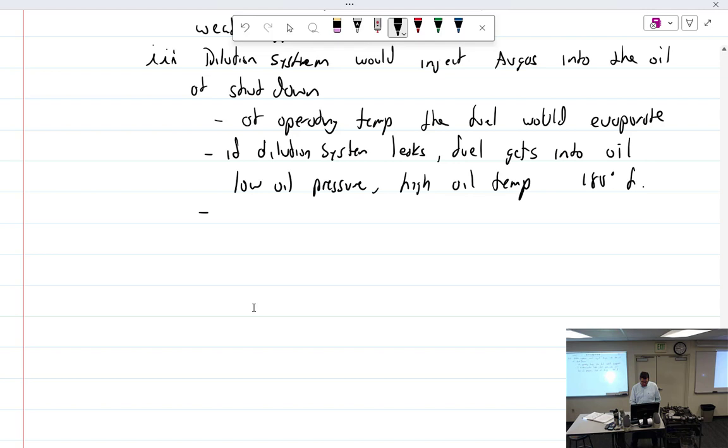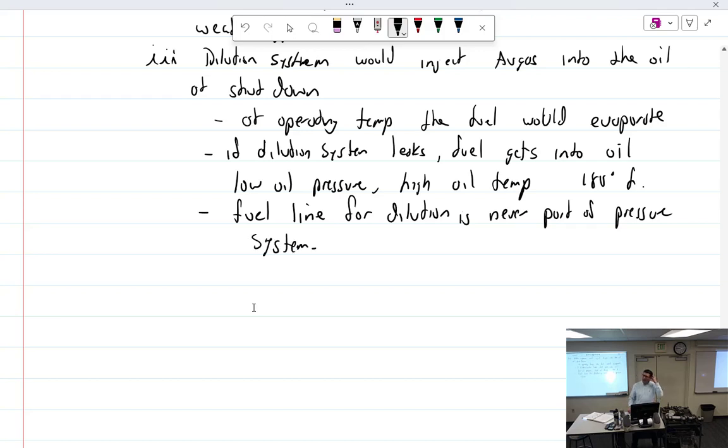I wrote this down. I think it might be a Q&A question, and there's a reason why I did it. The fuel line for dilution is never part of the pressure system. What I mean by that is if you have a fuel injection system on your aircraft, you're going to have pressure. So let's just say we have a fuel injected engine. We're going to have a fuel pump in the fuel tank that is a centrifugal pump. It's non-constant displacement, so it can just spin, and if nothing's being used, it's not going to blow up. It just spins, puts pressure in the line. The pressure goes down the line till it gets to a fuel strainer.